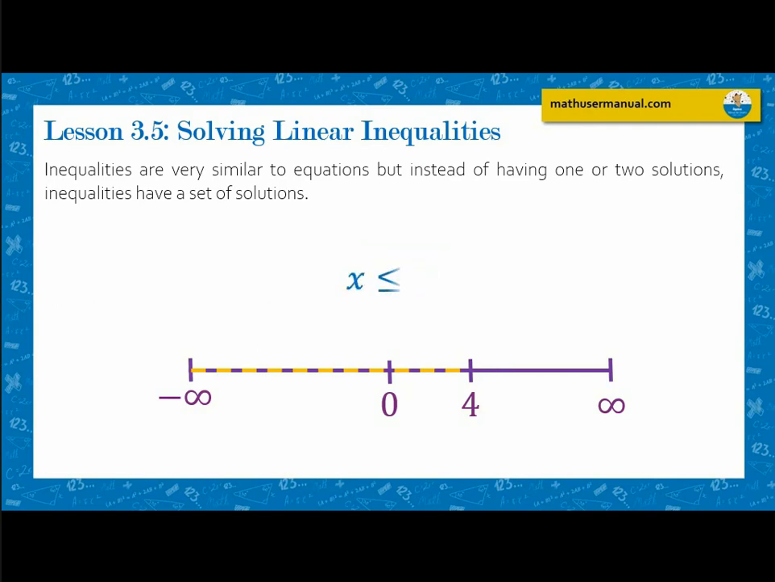If we change this to x is smaller or equal than 4, now 4 is back as part of our answer because now we have the little equal sign. So we can put the little dot on the 4. So any number smaller than 4, including 4, is part of our solution.